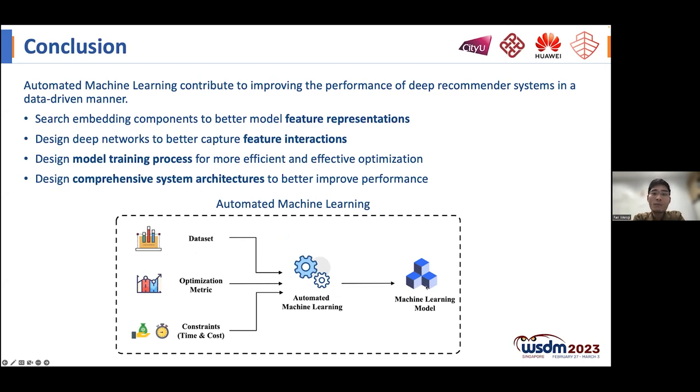Okay, from our previous introduction by our colleagues, we know that AutoML can improve the performance of deep recommender systems in a data-driven way. Most existing AutoML-based recommendation methods focus on searching optimal embedding components for better feature representation and searching appropriate deep networks to capture feature interactions. They also design model training processes and comprehensive system architectures to better improve the recommendations.